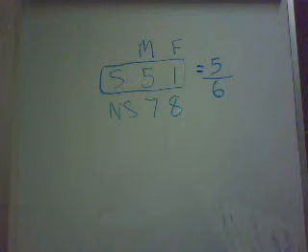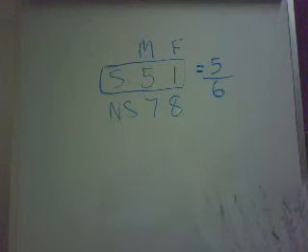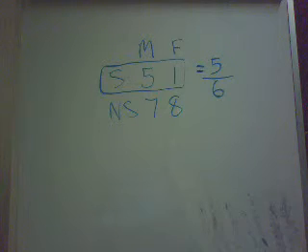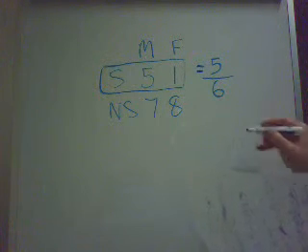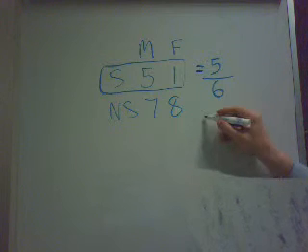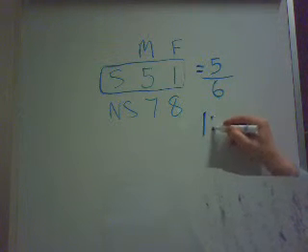Second part of A, we're asked the ratio of female to male smokers. Well, we have 1 female smoker and 5 male smokers, so written as a ratio, that's 1 to 5.